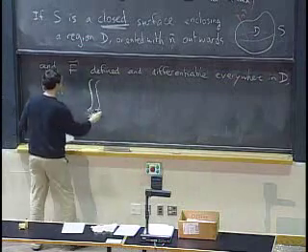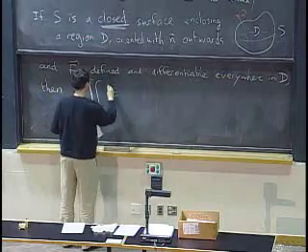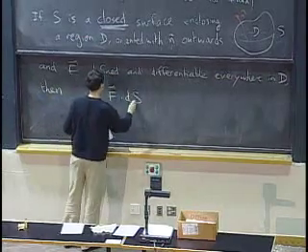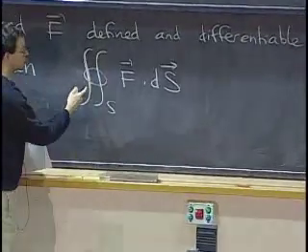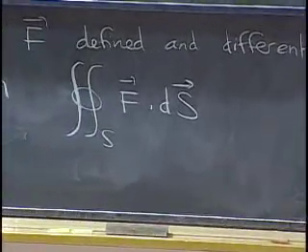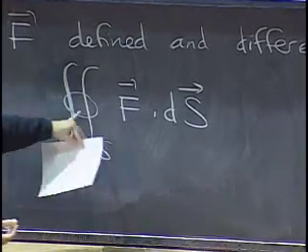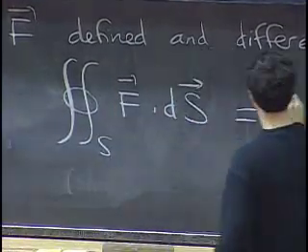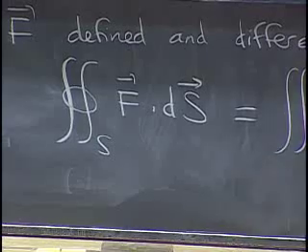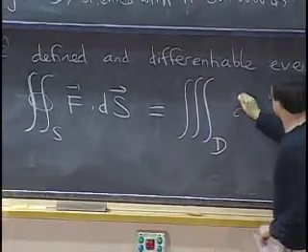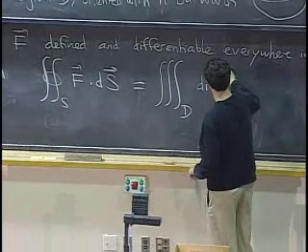Then I don't actually have to compute the flux integral, the double integral of F dot n dS over the closed surface S. So I'm going to put a circle just to remind you it's got to be a closed surface. Okay, that's just notation to remind us, closed surface. I can replace that by the triple integral over the region inside of divergence of F dV.